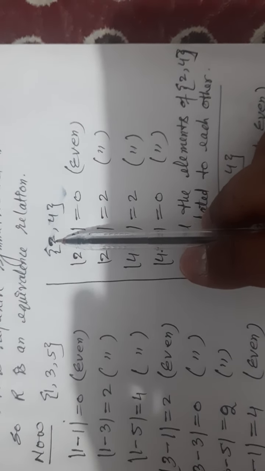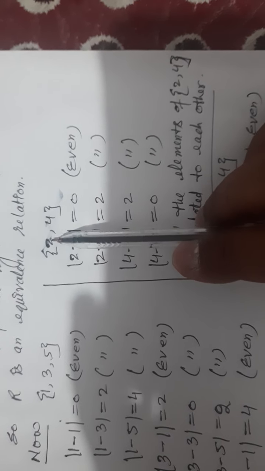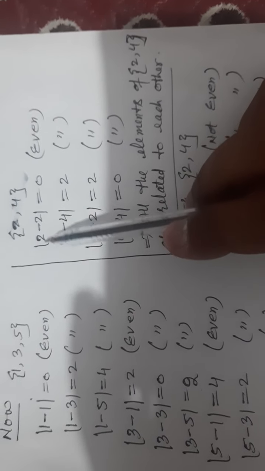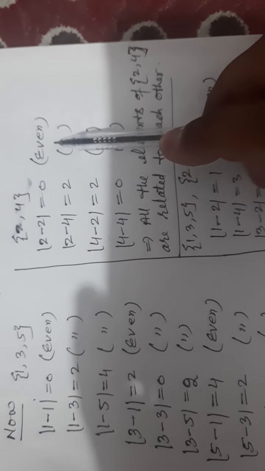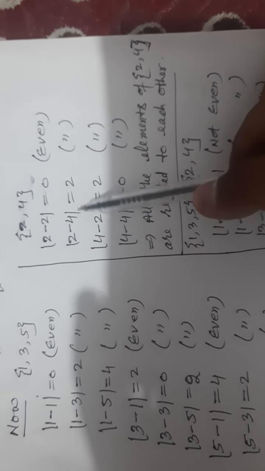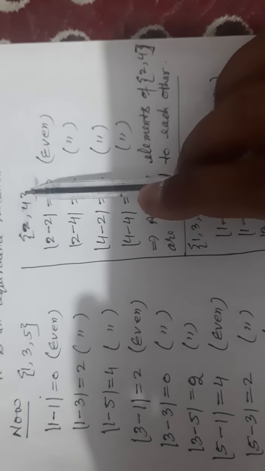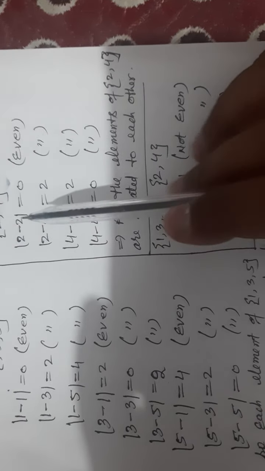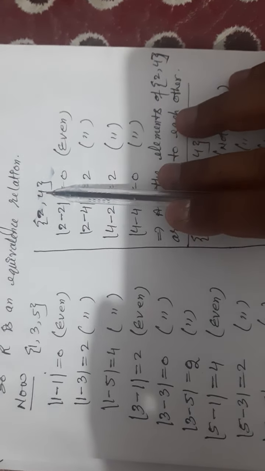Now come to the second set {2, 4}. We have to show that each element of this set is related to itself. So we will take 2 2, 2 4, 4 2, 4 4. For 2 2, 2 minus 2 with modulus equals 0, which is even. 2 minus 4 with modulus is 2, which is even. 4 minus 2 with modulus is 2, which is even. And 4 minus 4 is 0, which is even. Okay, so every element of this set is related to itself.